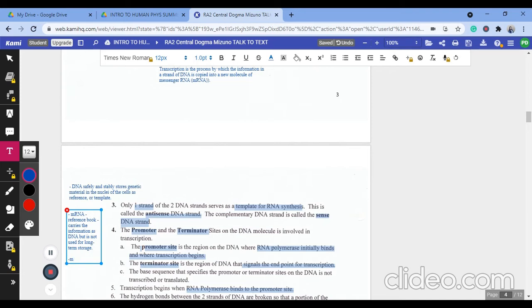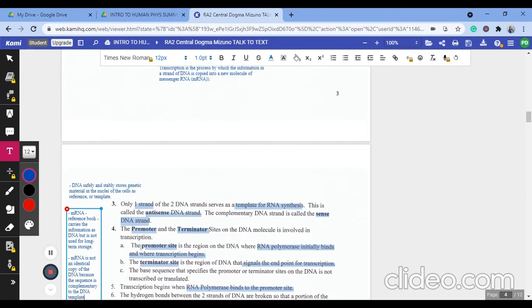Although our mRNA contains the same information, I don't think it's the same. It is not an identical copy of the DNA segment because the sequence is complementary to the DNA template, as mentioned before. So mRNA is not an identical copy of the DNA because the sequence is complementary to the DNA template. Okay.